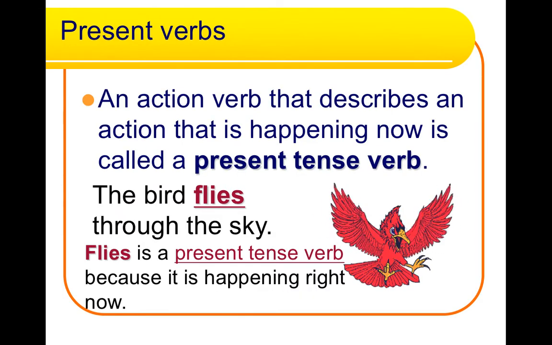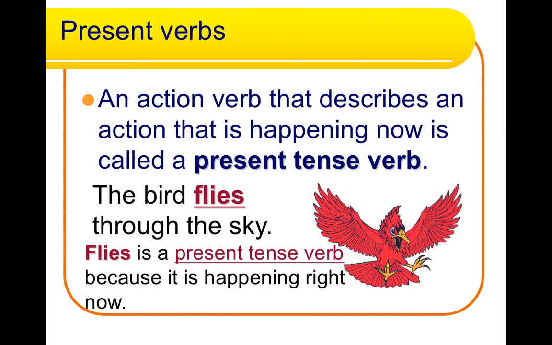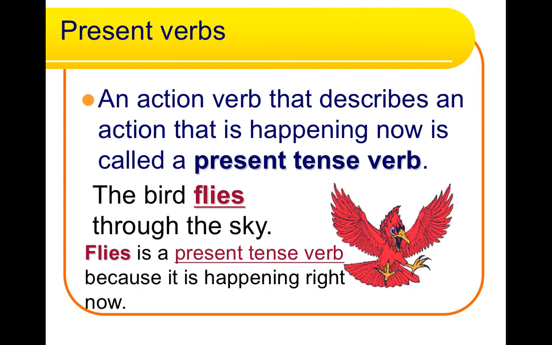The first type of verb tense is the present tense. An action verb that describes an action that is happening now is called a present tense verb. For example, the bird flies through the sky. Flies is our main verb. It is written in the present tense because it is happening right now.